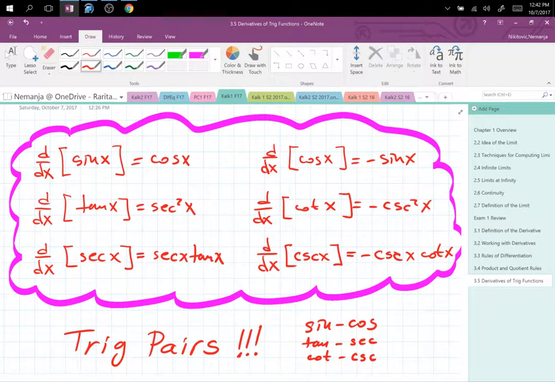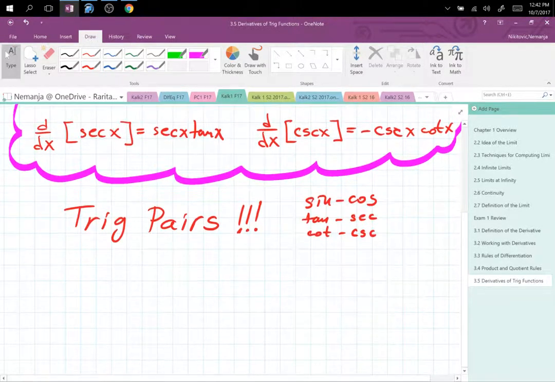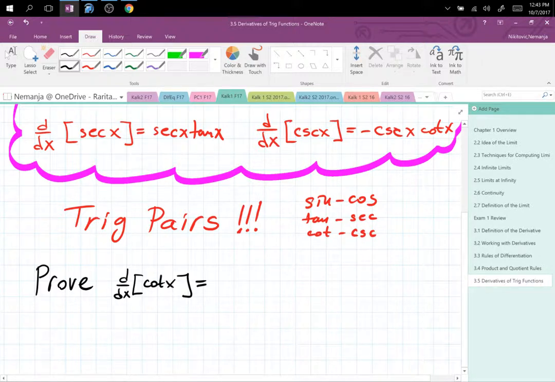The other ones you are responsible for. The proofs of the bottom four. So you're not responsible for the proofs of the first two, but you are responsible for the proofs of the bottom four because those are basic exercises of quotient rule. And I'm going to ask you now to prove that the derivative of cotangent x is negative cosecant squared x. I'm asking you to prove that because it is a basic quotient rule. Where do you start?